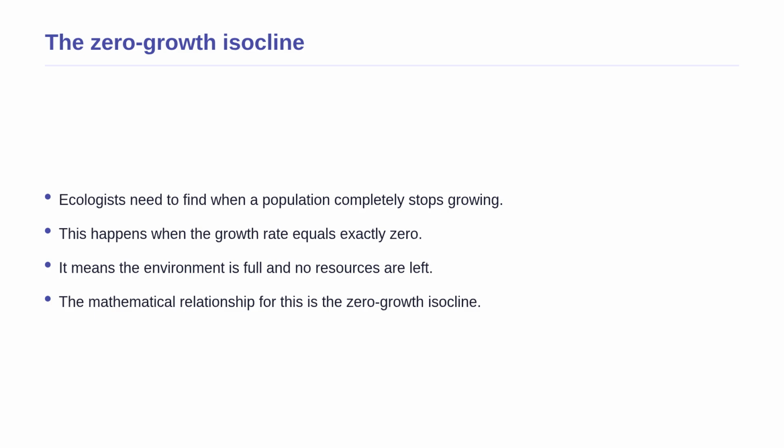Looking back at our Lotka-Volterra equation, this stagnation happens when the term inside the parentheses equals zero, which physically means the environment is completely full and absolutely no resources are left. Finding this line helps us determine the exact balance of populations required to halt growth entirely.